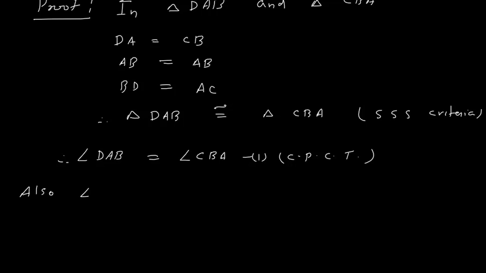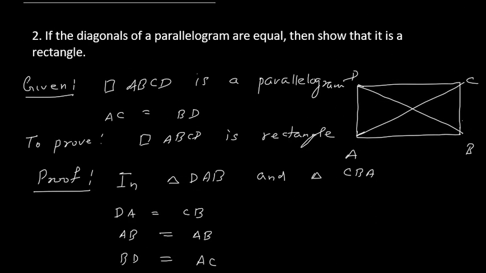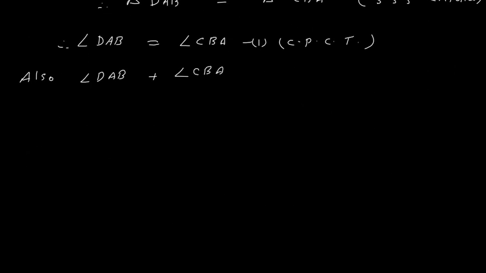Also, I will say that angle DAB plus angle CBA, from this diagram, their total is 180 degrees. You can give the reason as interior angle theorem. Interior angle theorem is that if two lines are parallel and there is a transversal, then the interior angles formed are supplementary. So interior angle theorem. This is equation 2.